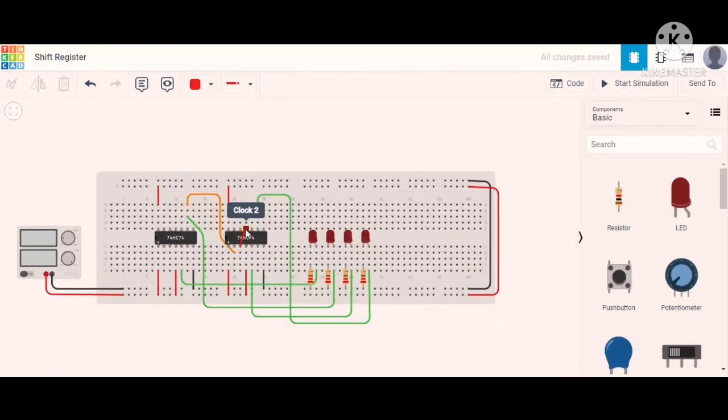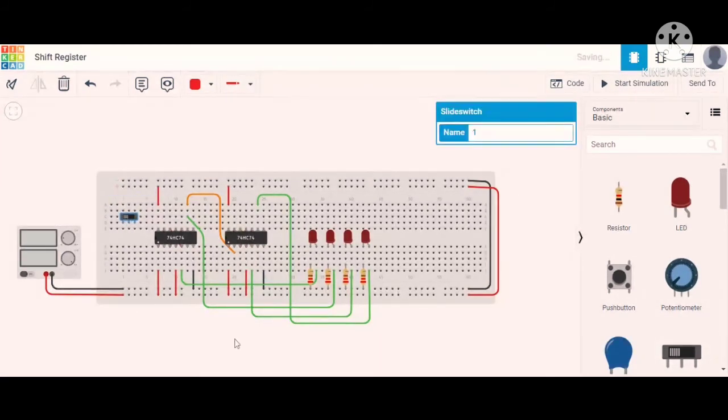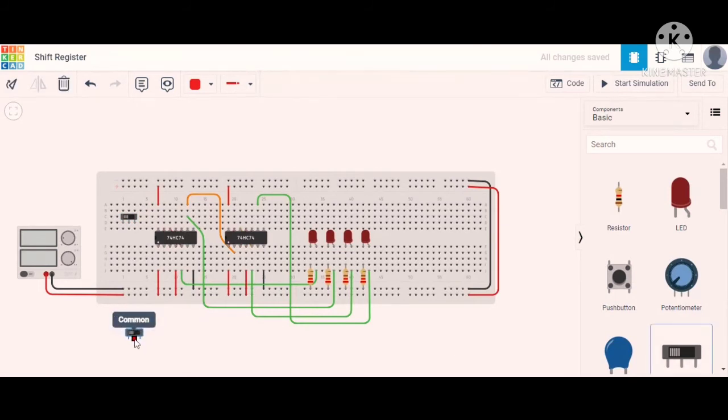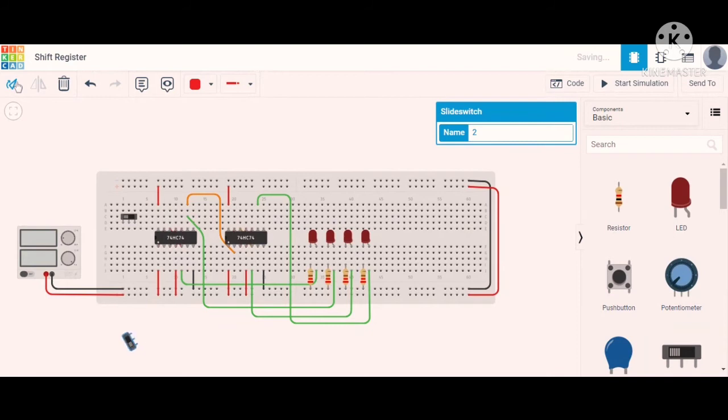That clock input we connected to the next means internally shorted to the next clock input, and after that we are using the slide switch. We are using the slide switch for giving the input and for providing the clock input.